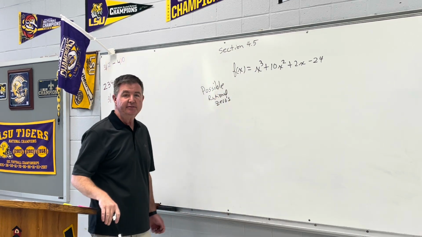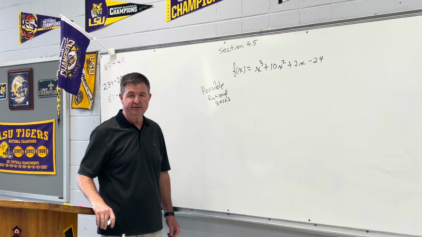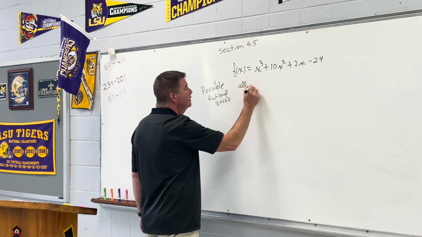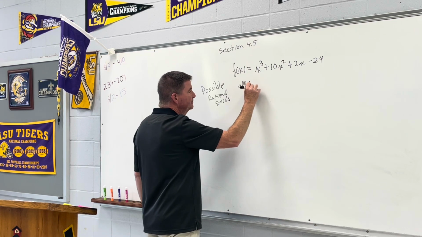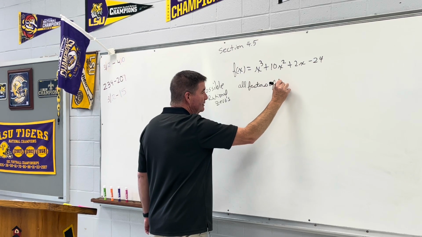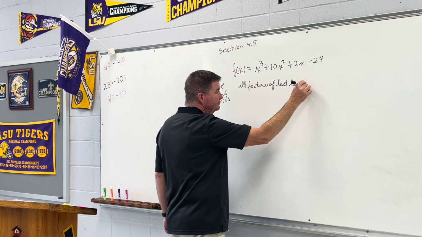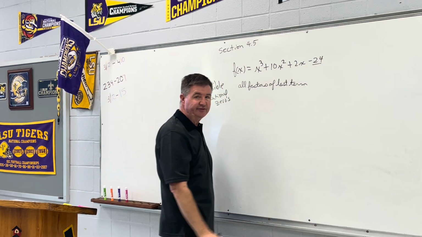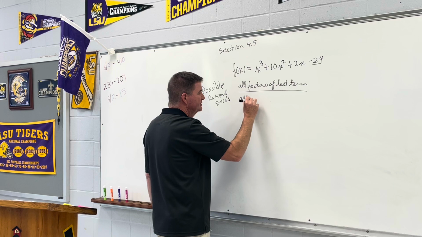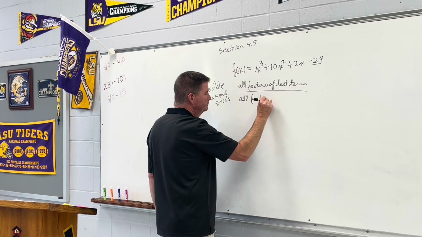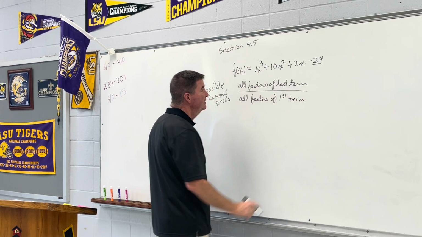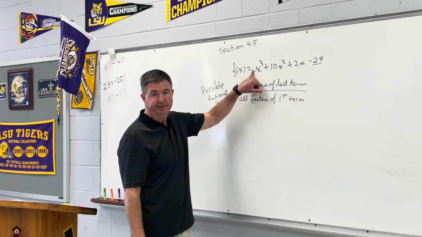The possible rational zeros that we're going to find is going to be all factors of the last term, being 24, over all factors of the first term. In this case, the first term is a 1.